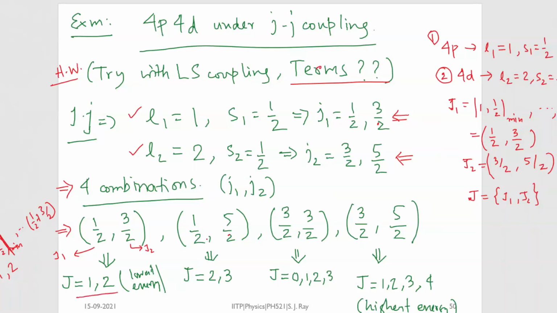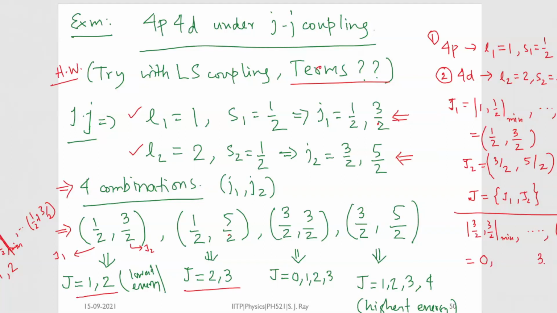And if we take the combination half and 5 by 2, then the possible values of J will be 2 and 3. For 3 by 2 and 3 by 2, we will get 4 values. Let us look at why we are getting 4 values. Here we have 3 by 2 and 3 by 2. The minimum is found by subtracting, which gives us 0, and the maximum will be 3 by 2 plus 3 by 2, that means 3.